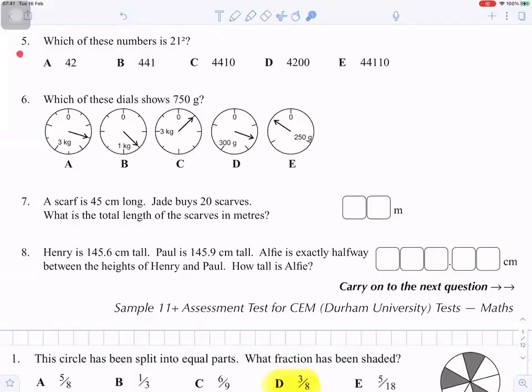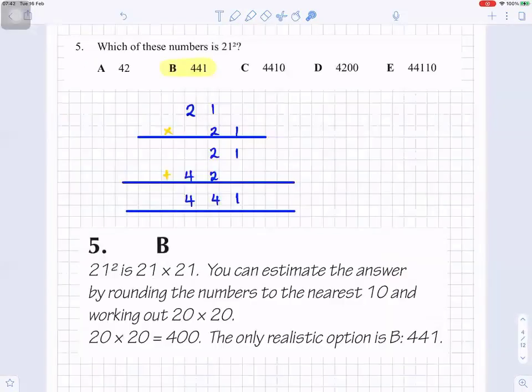Questions number 5, 6, 7, and 8. For question number 5, which of these numbers is 21 squared? 21 squared means 21 times 21. So 21 squared, it means 21 times 21.